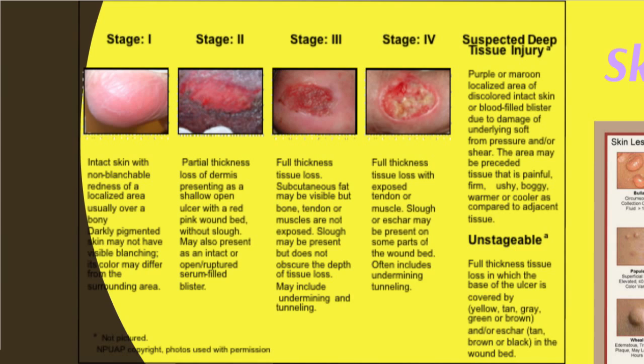And then unstageables, what we're going to call, if we cannot see the base of the ulcer, if it's covered by slough or yellow, tan, gray, green, or brown, any kind of eschar in the wound bed. If you can't see that wound bed, then that's going to be unstageable.